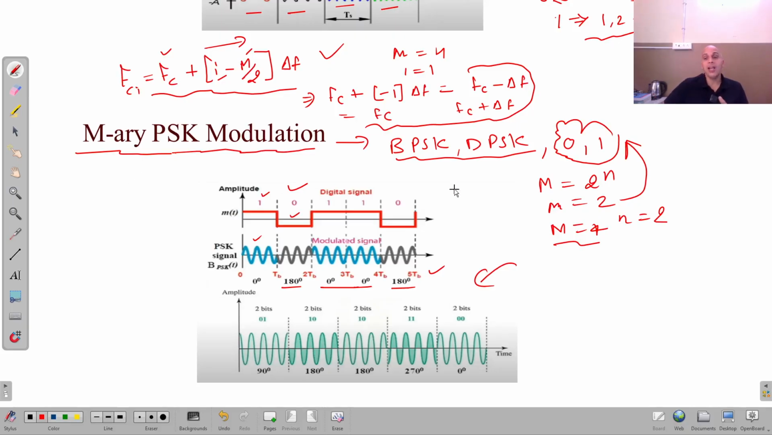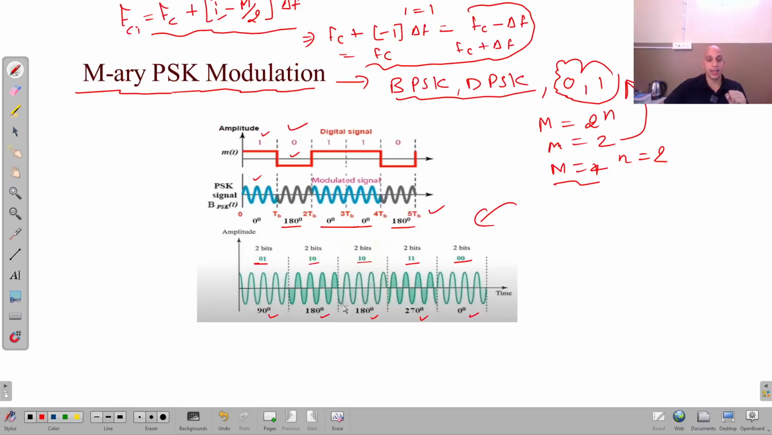But when I am using 2 bits per sample, you can see 2 bits for one sample: 0 1, 1 0, 1 1 and 0 0. Now in that case I am using different angles for 1 0 and 0 1, totally different. You can say 90 degrees, 180 degrees, 270 degrees and 0 degrees. Now how can these angles be calculated?